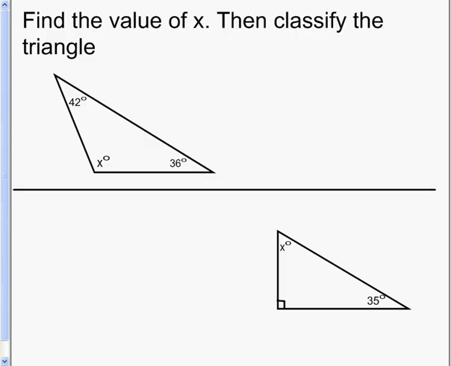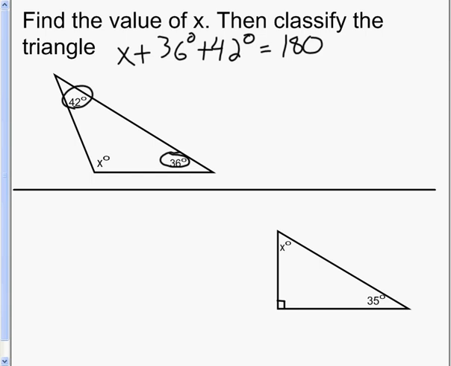Finding the value of x is going to be the big piece of our homework. So we're going to try a couple examples where we're finding the value of x in a triangle. We're going to have two of the three angles given to us. In this case, we have 42 and 36. So we need to do a little math to solve for that last angle. One other piece we need to remember is the angles add up to 180 degrees. So to find the value of x, we're going to say x plus these two angles, 36 degrees and 42 degrees, equals 180 degrees since it is a triangle.